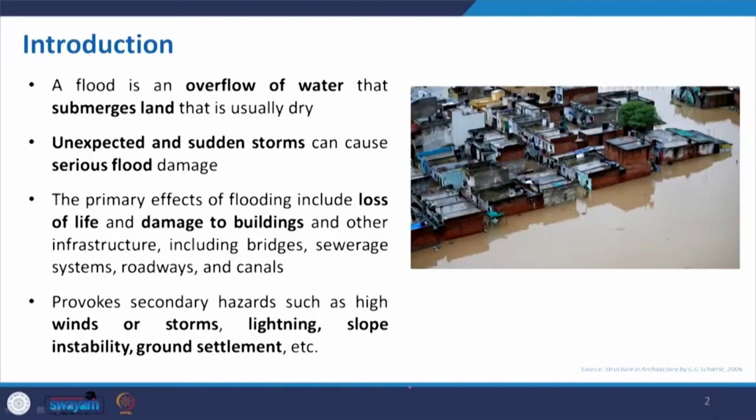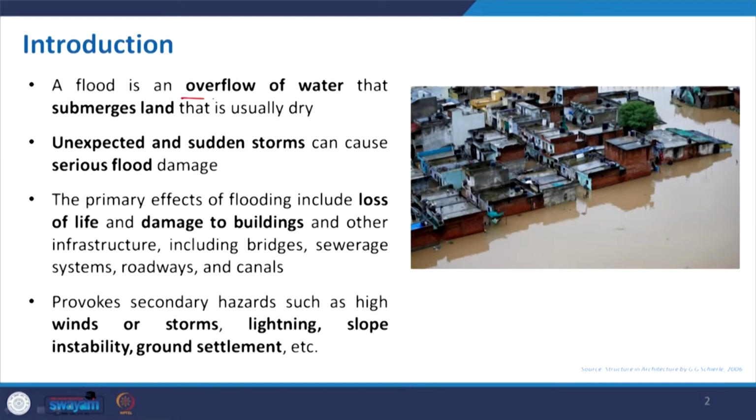So, what is a flood? We all know, and recently this year we have seen, if you just search for the flood in 2019, we will get many such pictures. You just go to Google images and you will get images of flood scenarios, and I have picked up this one. So, in this slide we can get a few definitions or just the concept of that.